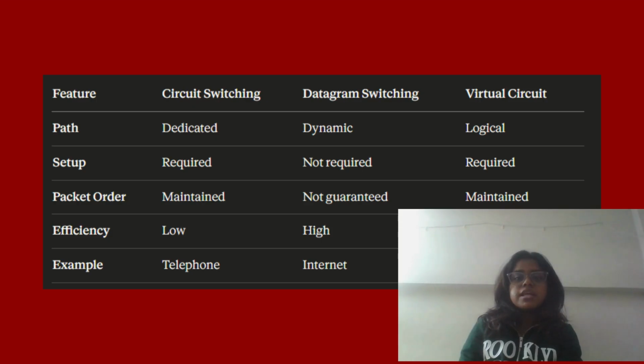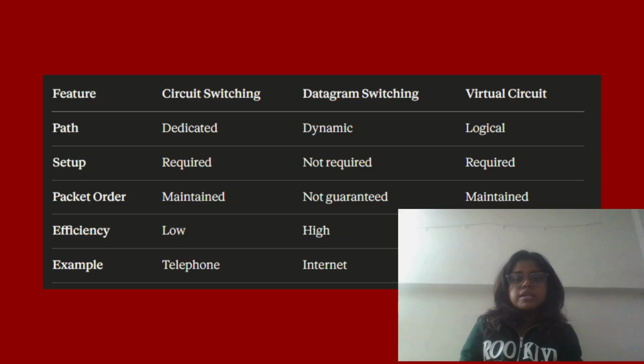The major strength of datagram packet switching lies in its efficient utilization of network resources. Since no resources are reserved, bandwidth is shared dynamically among multiple users, making the network highly scalable and flexible. This design also provides fault tolerance. If one path fails, packets can automatically be routed through alternative paths. However, datagram switching does not guarantee delivery, order, or delay.